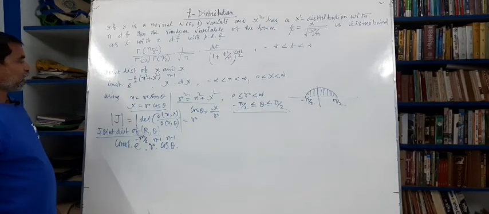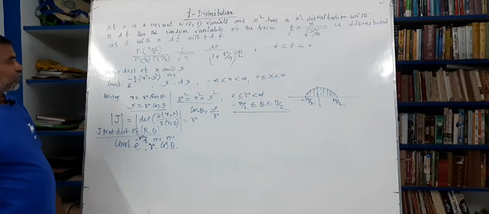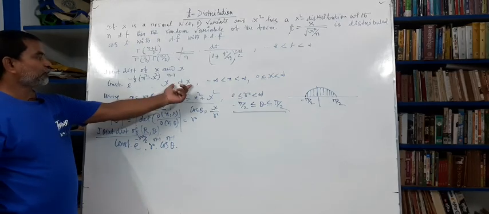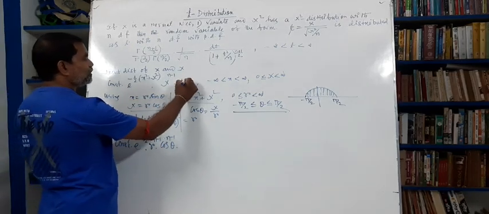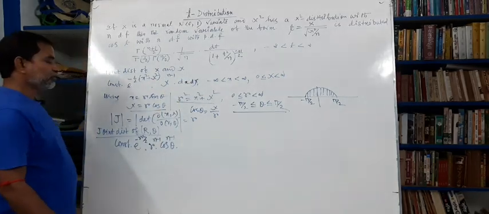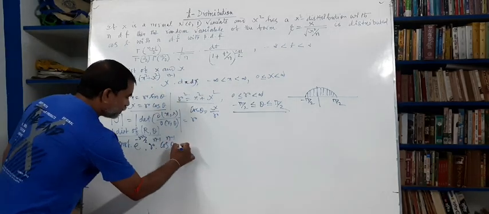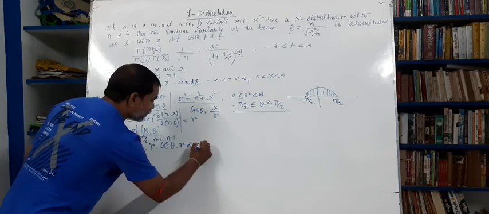What is d of chi? Here it is also the joint distribution, so it is dx into d chi, joint distribution, and here it is Jacobian into dr into d theta.